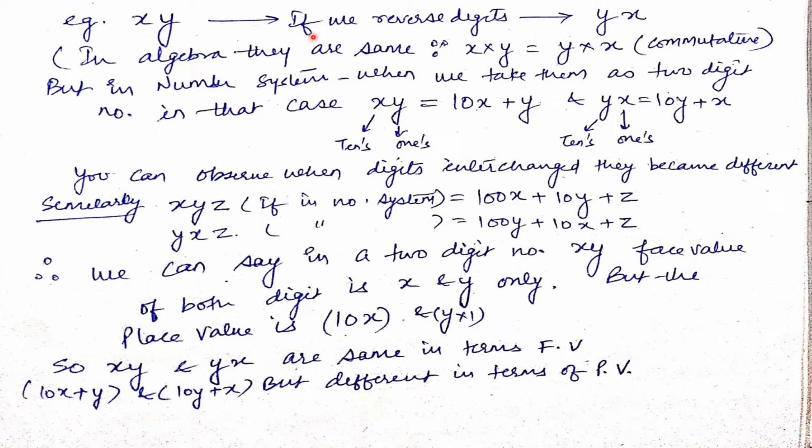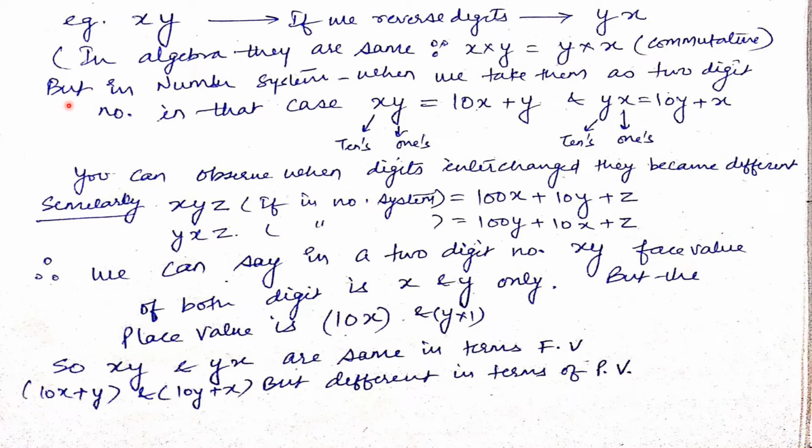Now, if we reverse it, it becomes yx. Now, a very important concept, very important note. In algebra, they are the same. Xy and yx are the same in algebra. Why? Because we all know xy is simply x into y and yx is y into x, and this is the commutativity property. But in the number system they are not the same. Why are they not the same? Because the place values of the digits are changing. How? Let me show you.